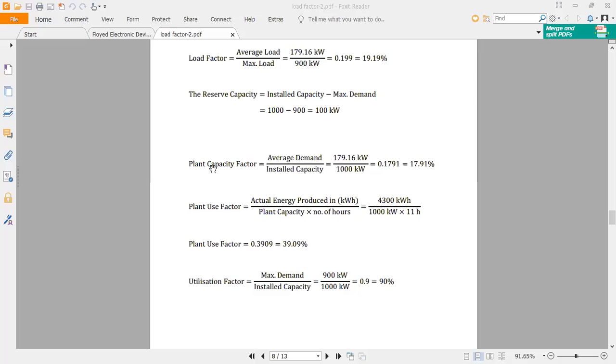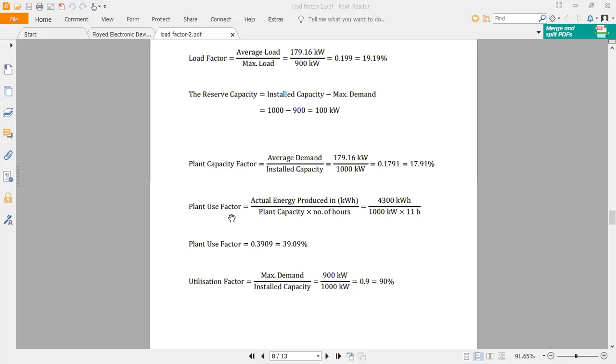Moving towards the next aspect, that is the plant capacity factor. And how can we find the plant capacity factor? It is average demand over installed capacity. Average demand is our 179.16 kilowatt over the installed capacity, that is 1 megawatt. Dividing both, we get 0.1791, multiplied by 100, 17.91% plant capacity factor.